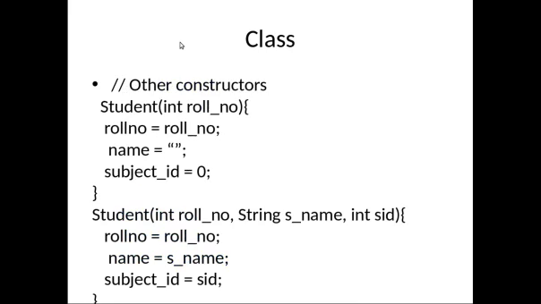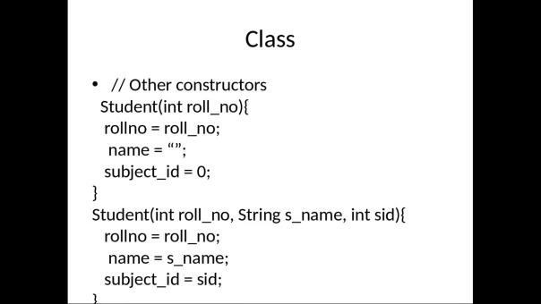Okay, so we can define other constructors like Student, and in this constructor we are passing roll number as an argument. Similarly, we can pass as many arguments as needed inside the Student method. Those will be called when we are explicitly calling those constructors or creating an object using those arguments. So we'll see an example. The next constructor is the same method Student, and we are passing three arguments: roll number, name, and student id, called sid.